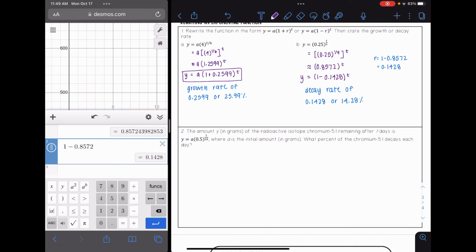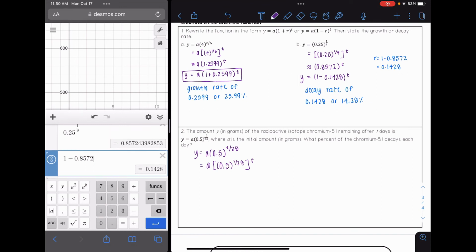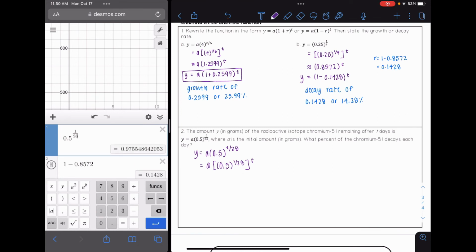So I have y is equal to a times 0.5 to the t over 28. I want this to be raised to the t, so I can rewrite this to be a times 0.5 to the 1 over 28, all raised to the t. And then I need to evaluate that power. So I come up here, 0.5, 28, and I get approximately 0.9755 raised to the t.